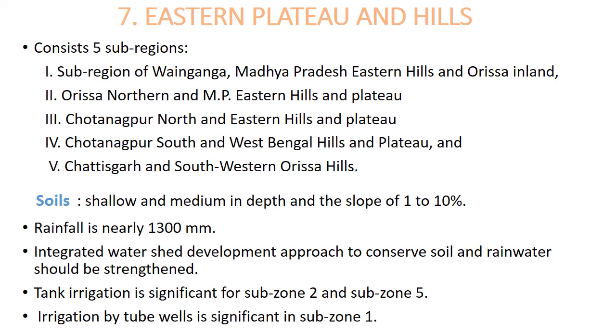Rainfall is nearly 1300 mm. Integrated watershed development approach to conserve soil and rainwater should be strengthened. Tank irrigation is significant for subzone 2 and subzone 5, and irrigation by tube wells is significant for subzone 1.